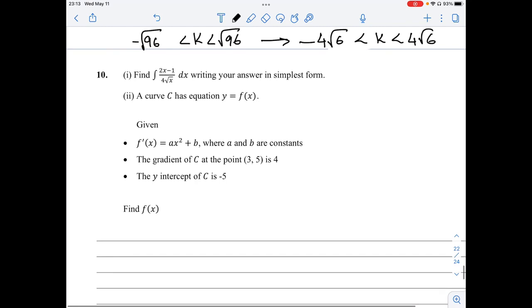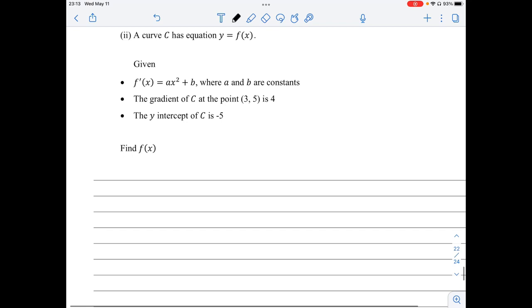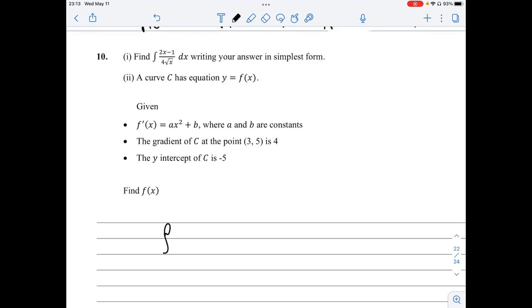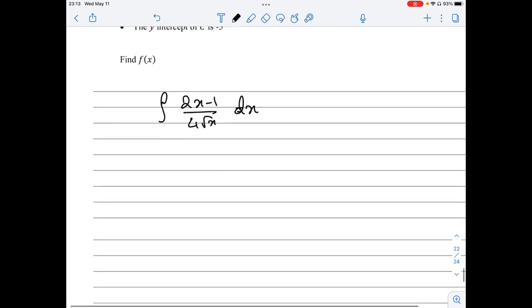Finally, question number 10. The curve has this equation. Find the integral of (2x minus 1) upon 4 root x. So first of all, simplify that. How can I write it? As 2x divided by 4 root x, minus 1 upon 4 root x, dx.